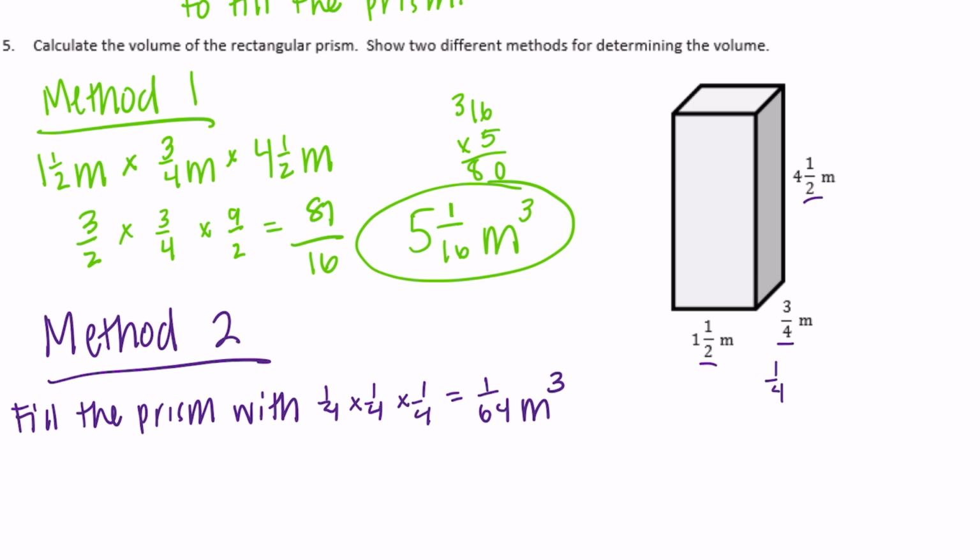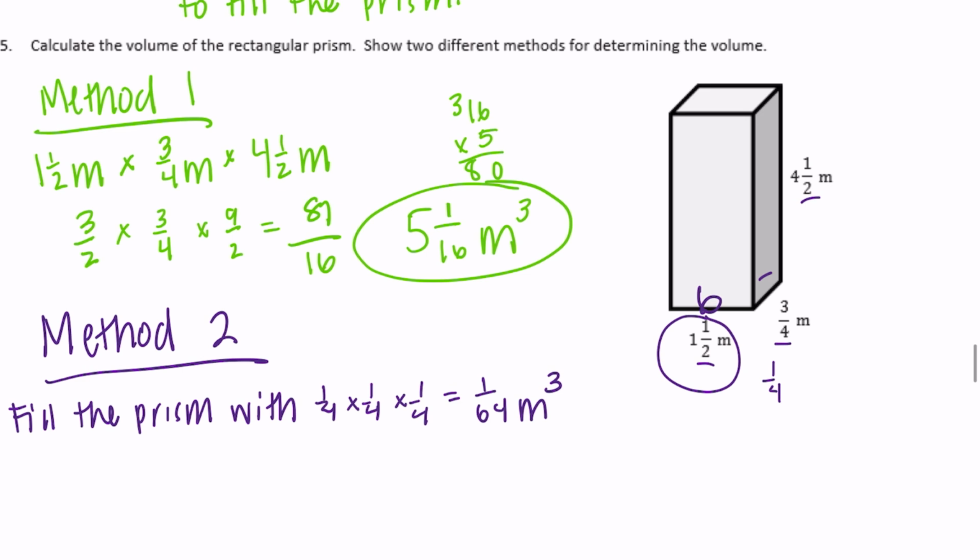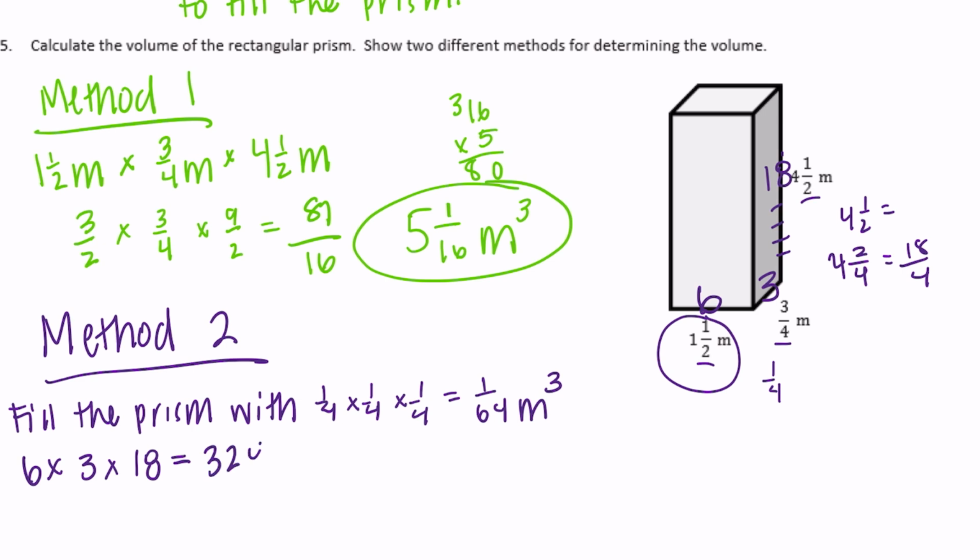So then, if we broke this into fourths, 1 1/2 into fourths would be 6/4. So we could fit 6 across there. 3/4 would be 3 across there. And if we had 4 1/2, or 4 2/4, that would be 18 fourths. So we could break this into 18 of those. So we would do 6 times 3 times 18. We would get 324.